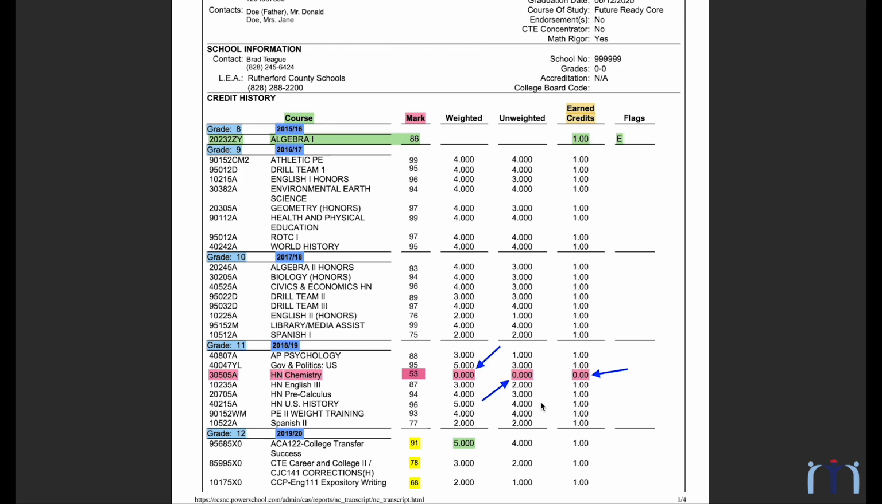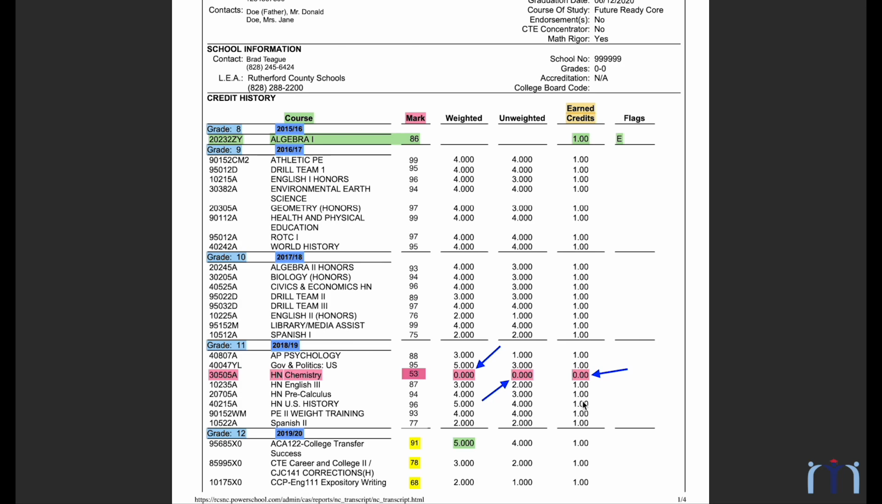They also have a 0 in the unweighted point because they did not pass the class, which would also result in 0 earned credits. These are things that you should look for as a mentor to see if they are tracking toward graduation, and just kind of looking at how they are performing in the classroom. The one thing that I think sometimes we could miss is that 53, or a grade that is failing.